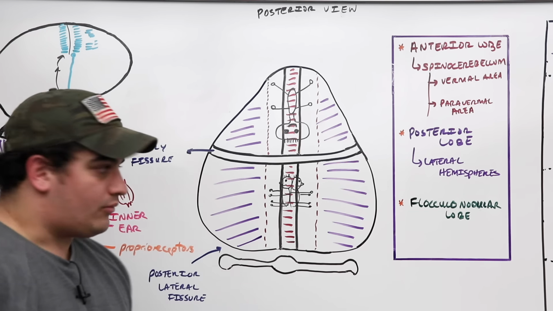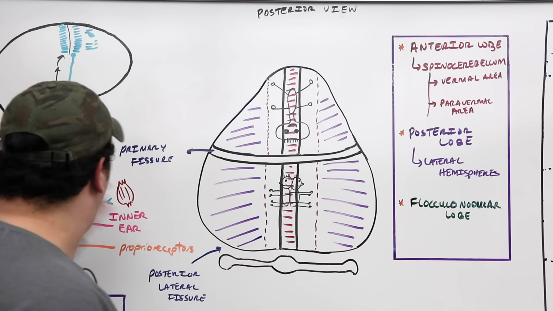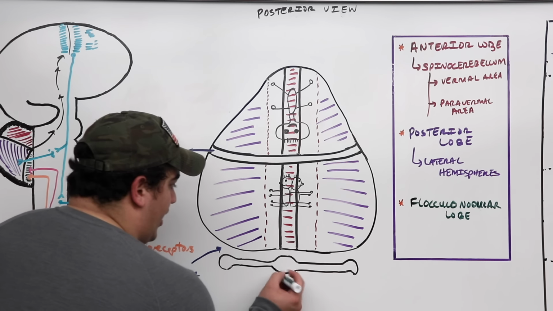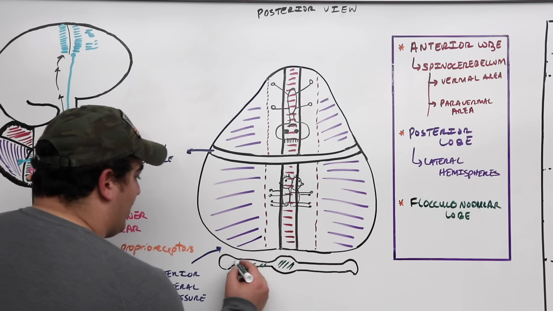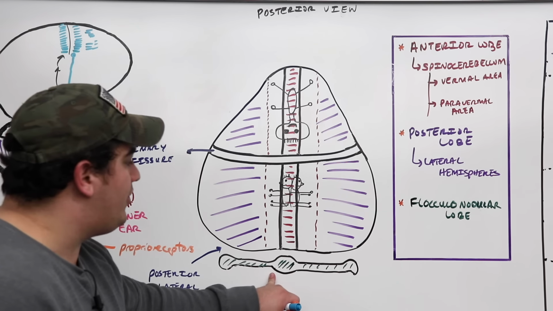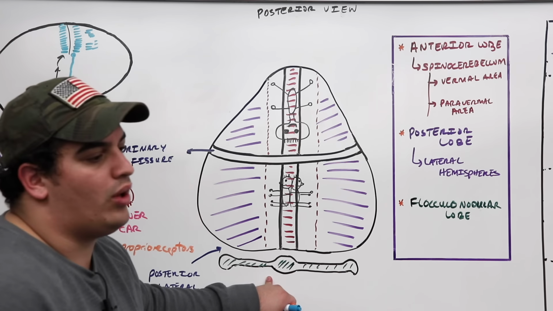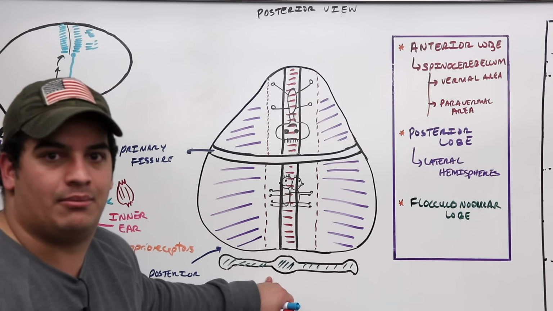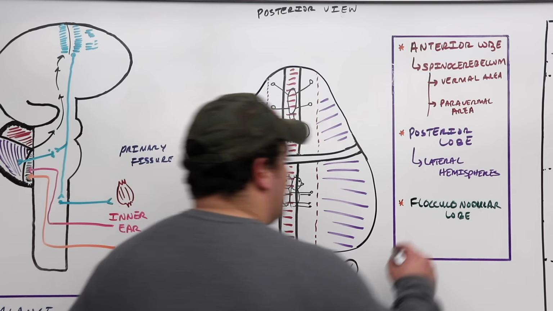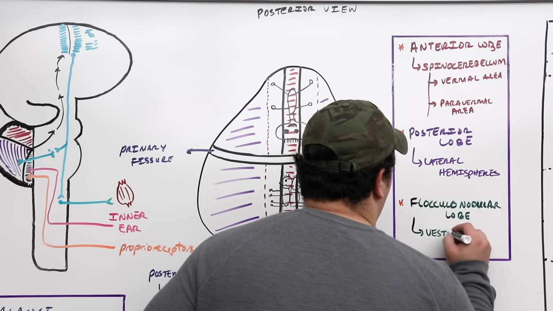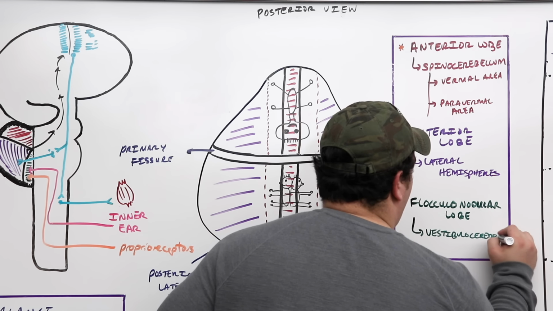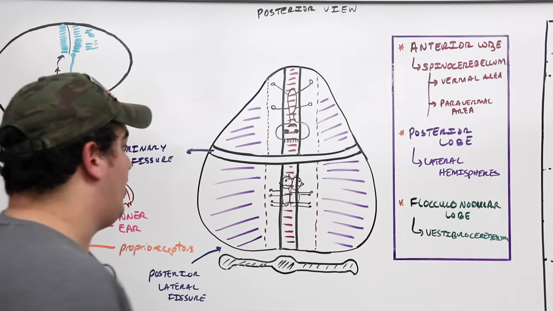All right, next one. We go to the flocculonodular lobe. That's this little guy. We unfolded him. Remember, it's separated by the posterior lateral fissure. Well, you have this area here, so you have the nodulus, and then you got your flocculus over here. This is important because it's believed to be important with respect to the vestibulocerebellum. So they believe that this is particularly related to what's called the vestibulocerebellum. And this is going to be picking up information from your vestibular system.